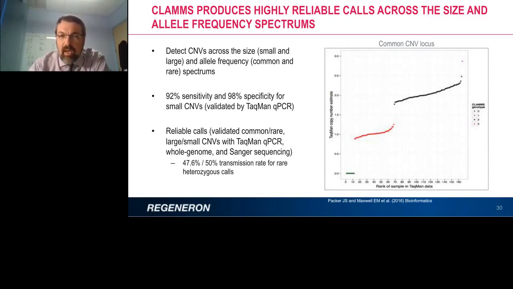So we have done validations now to convince ourselves that we can detect both common and rare copy number, validated then again back in the transmission. And so we think that with this data now, we have really one of the most exciting copy number datasets anywhere in the world.